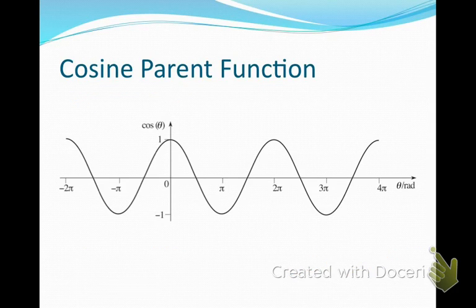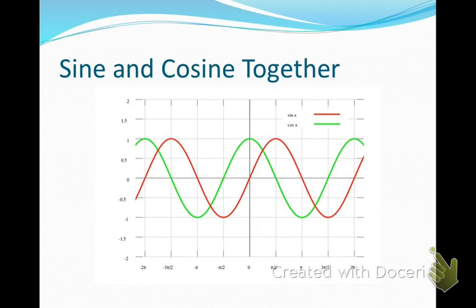So cosine starts up here at 1. It looks very similar, except it's just off. It starts at a different point than the sine function does. Here they are next to each other. The red is sine and the green is cosine. They're exactly the same shape, and actually they're transformations of one another. Usually we consider sine the main one and cosine is the one that's been shifted, but you can think about it either way.